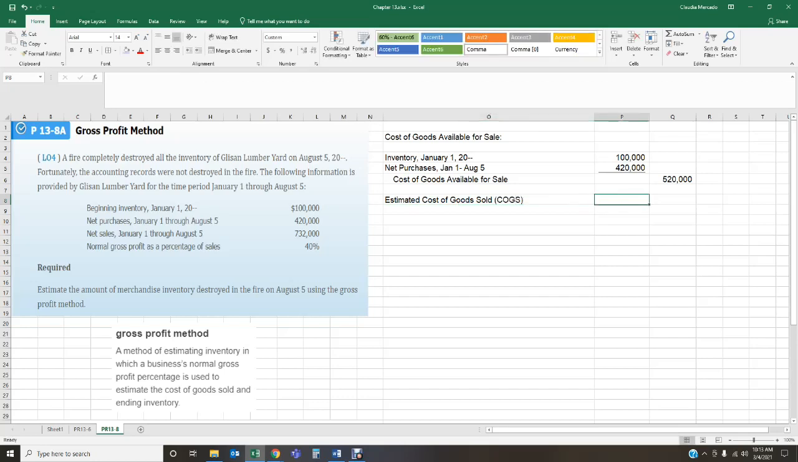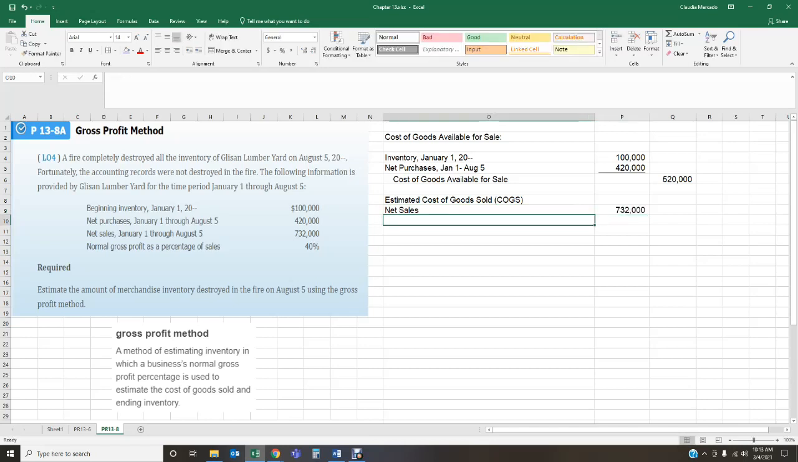Okay, so in order for us to do the estimate using the gross profit method, we're going to start off with our net sales. My net sales were $732,000. That is how much we sold the product for. That's the markup price. Okay, $732,000. Now, using the normal gross profit, we can calculate.